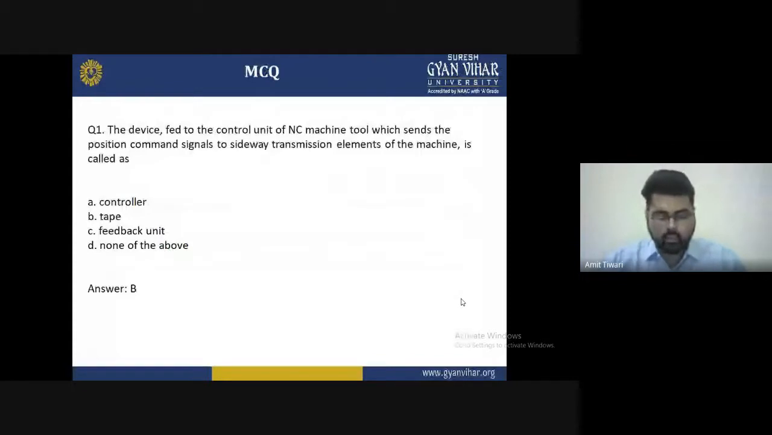And now at the end of the lecture, I'm asking some multiple choice questions on the motion command. First: this device feeds the control unit of a CNC machine tool, which sends the position command signal to the transmission element of the machine. It is called: A, controller; B, tape; C, feedback unit; D, none of the above. So the correct answer is B, tape. The tape is the correct answer for transferring the command signals to the transmission elements of the machine.